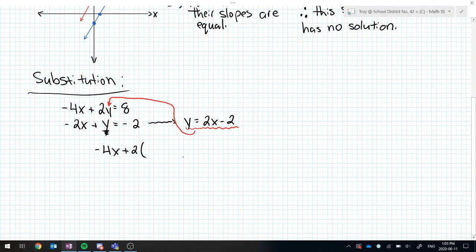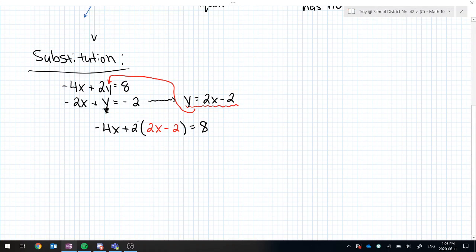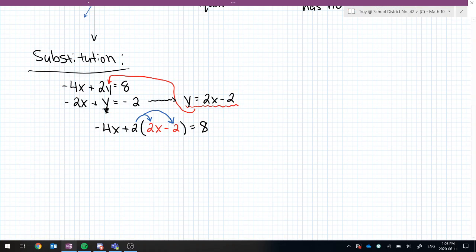So this y is now going to be 2x minus 2. Make sure you get those in the brackets. Okay, and then I can just carry down the rest of the equation there. And now I can work through trying to get x by itself, because now there's only one variable in this equation. So of course here I need to begin by distributing my positive 2.